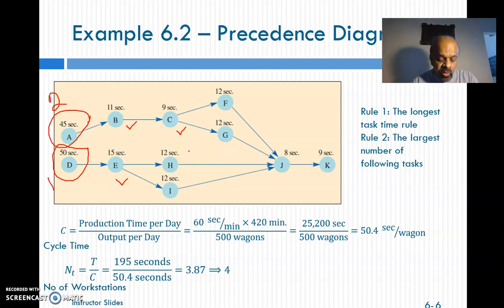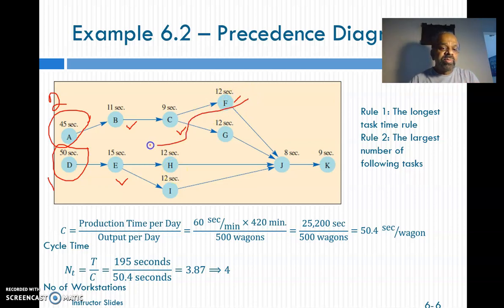Next is whether to use F or H. In fact, either one of them is good. I can choose H or I can choose F, because both of them have the same number of tasks, time, as well as the total. It has only 2 following tasks on each one. So I can choose either H or F. I'm just going to choose F. Either one is correct. If I choose H also, it is correct, but I'm going to choose F.